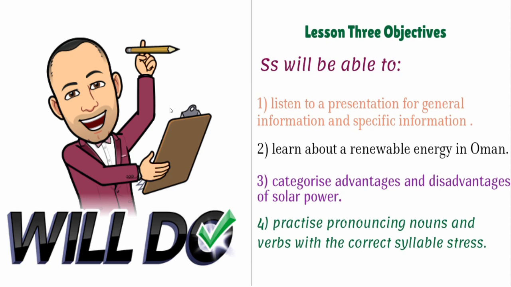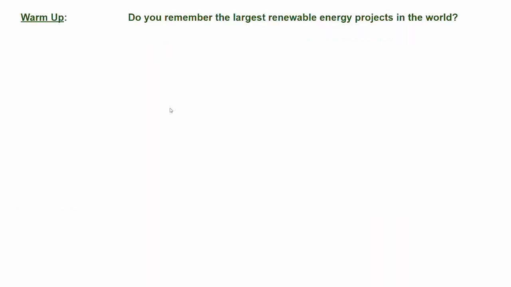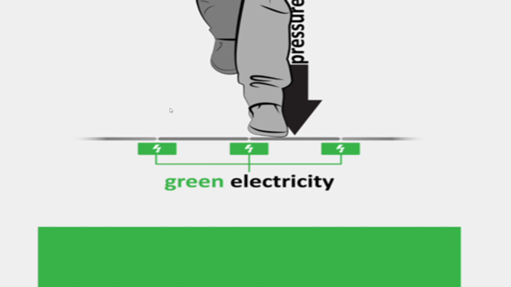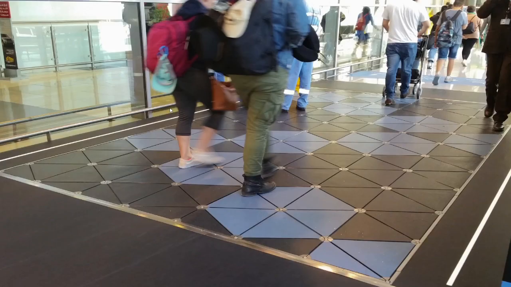Let's start our lesson with this simple revision of some types of renewable energy that we saw previously. As you can see, the first type is kinetic tiles, which are used to produce green electricity. This means without burning fossil fuel. Kinetic tiles can be used in football stadiums, shopping malls, airports, or other public places.